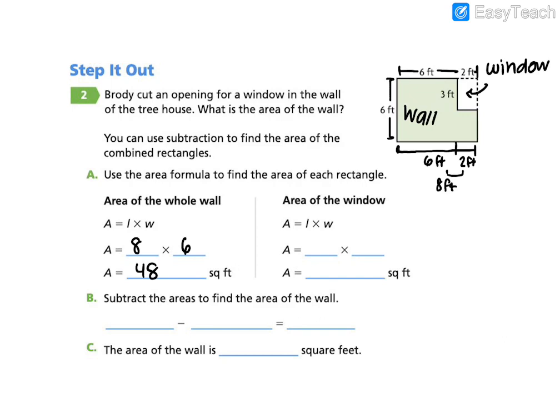Now we need to look at just the window. Okay, we have a width of 2 feet, a length of 3 feet, find an area of 6 square feet for the window. Now we need to subtract that amount of square feet from the whole rectangle. So we have our 48 square feet minus our 6 square feet will equal how many square feet? 42. So we know the area of the wall is 42 square feet.